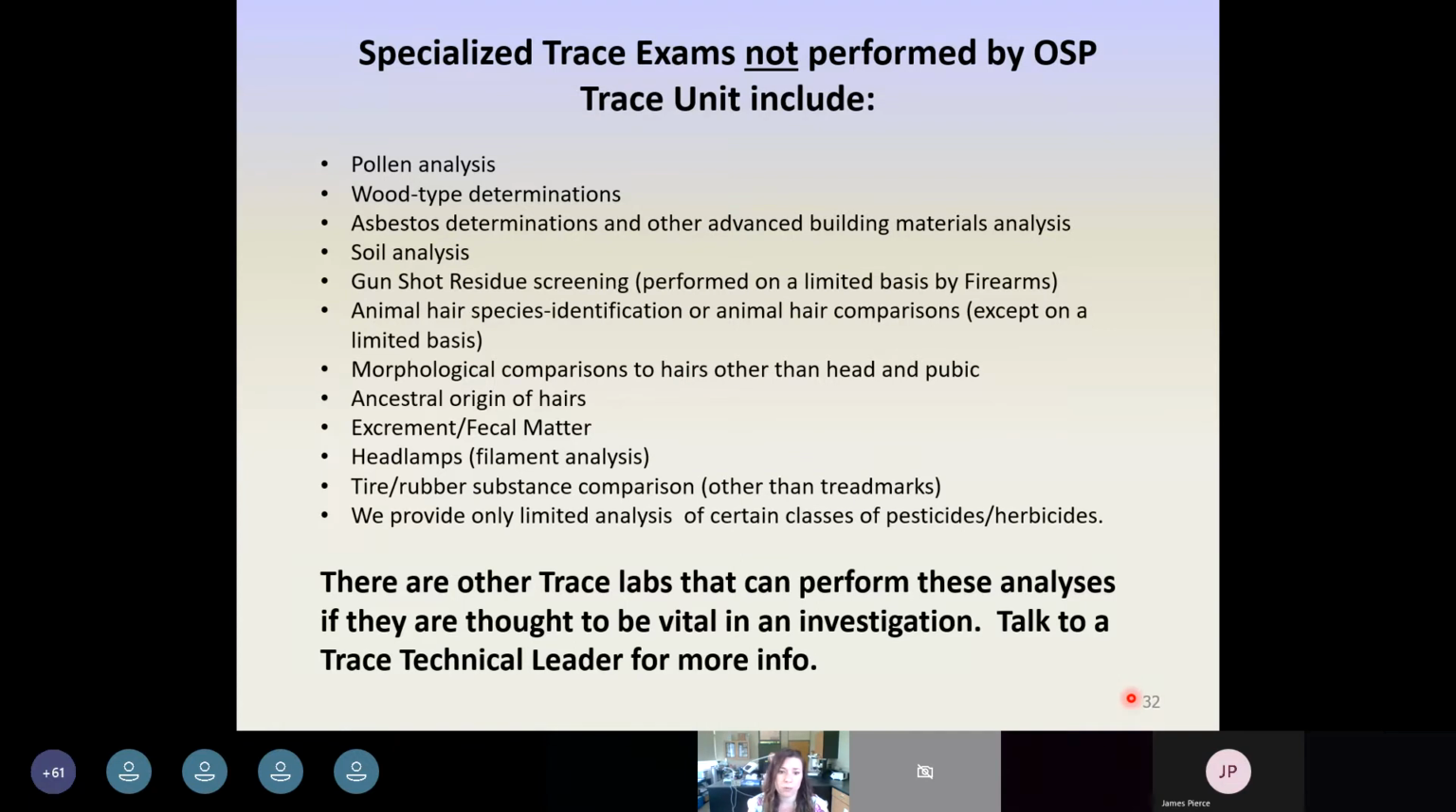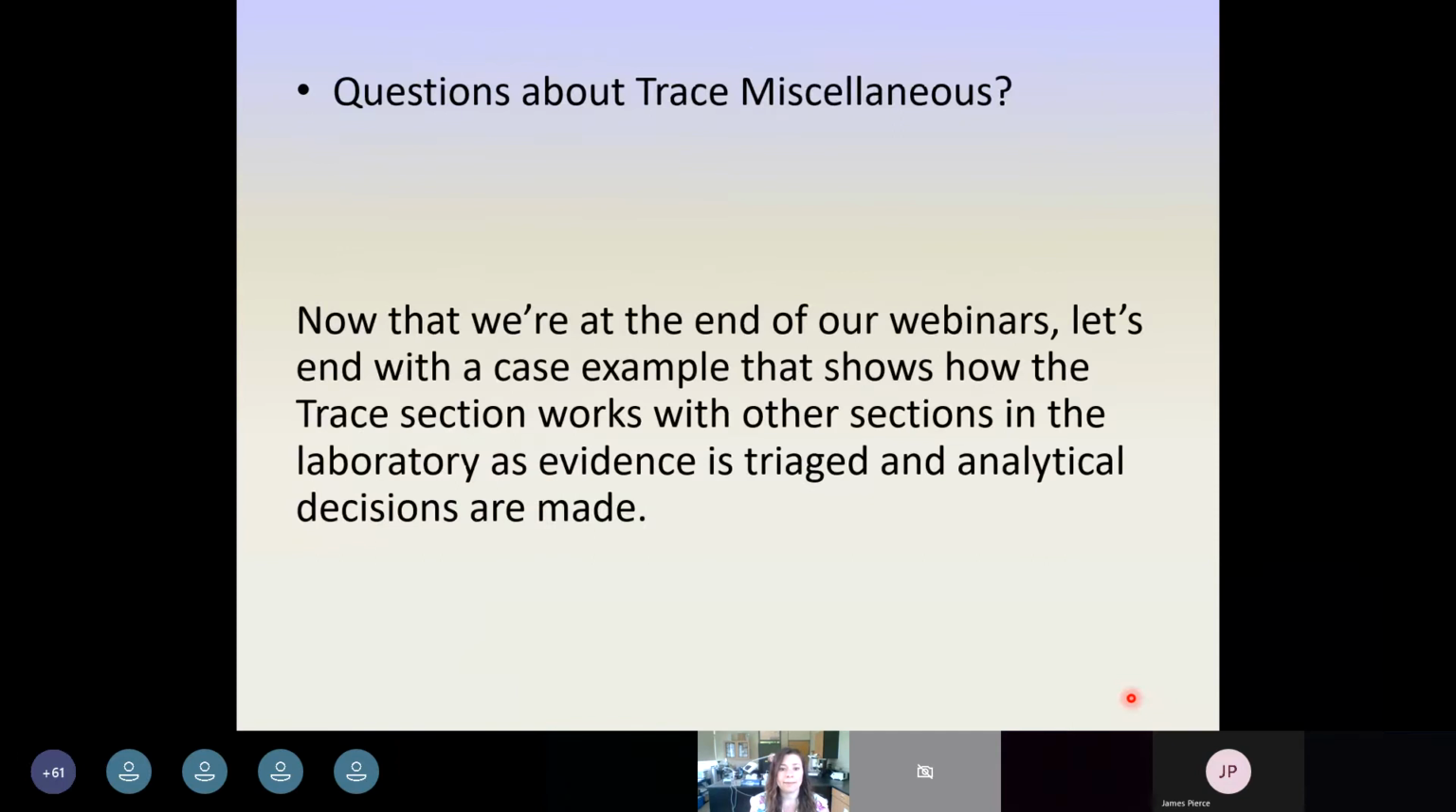Again, just to hit it, if you are looking for any of these specialized examinations, talk to a trace technical leader. They can point you in the direction of a laboratory that would be able to help you out if that is important to your investigation. And with that, I will ask if anybody has any general questions about trace miscellaneous.